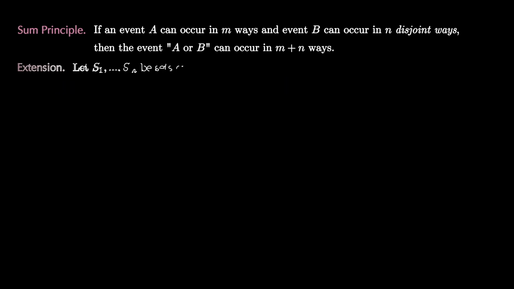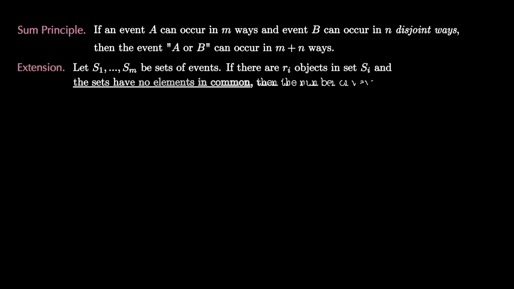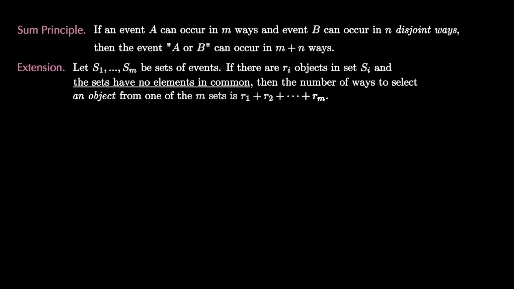The sum principle can be generalized to more sets. So if we have sets S1 up to Sm, and there are Ri objects in each set Si, then if the sets have no elements in common, the number of ways to select a single object from one of the m sets is given by the sum of the total numbers of elements in the sets, which is R1 plus R2 all the way up to adding Rm.